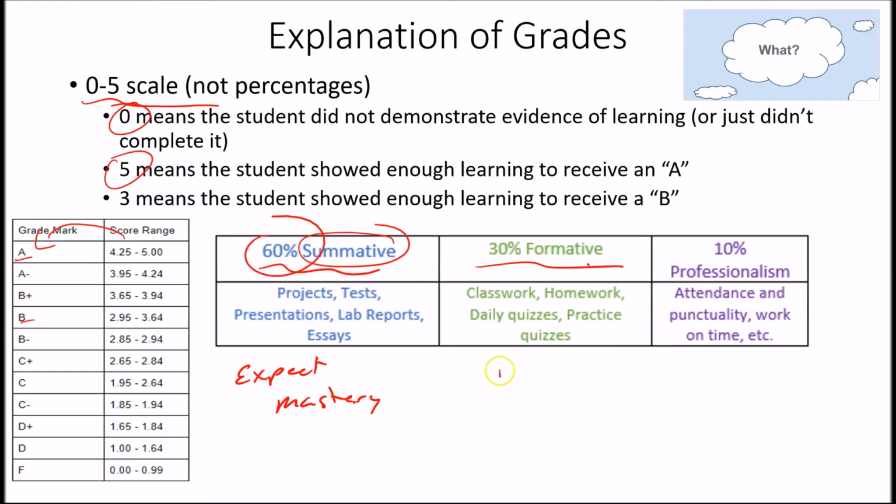30% is formative, which you might want to consider as the processes that we use to help get students to that mastery point. So that would be our daily work, practice quizzes, homework, etc.